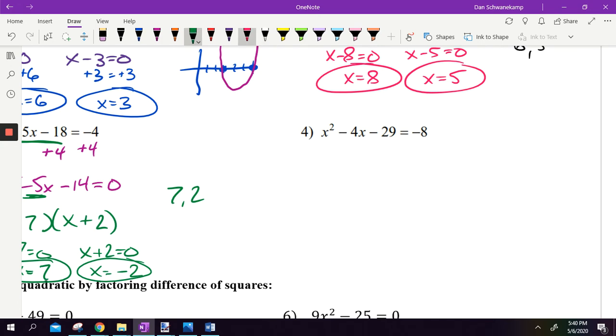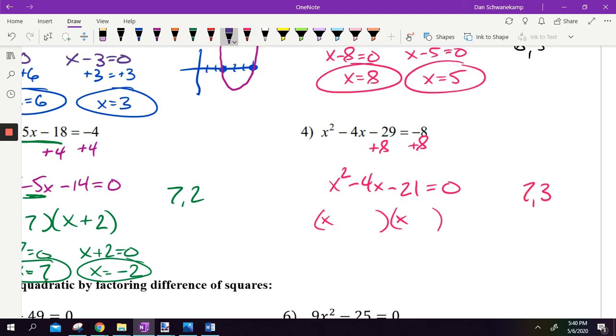All right, so first thing I got to do, make it equal to 0. So I'm going to add 8, -21, factor. Two numbers to multiply to get 21, 7 and 3 are really my only options to get -4. -7 plus 3, those two numbers multiply to get -4. I'm sorry, add to get -4 and multiply to get -21.